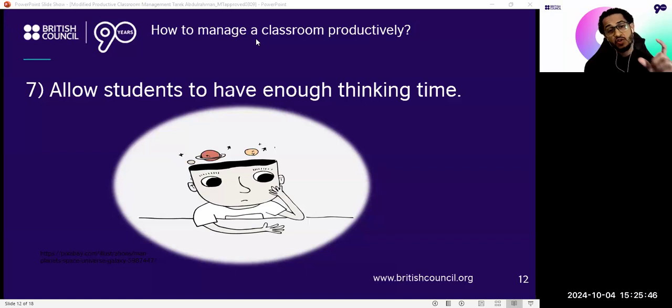We should allow enough thinking time because, as you know, we have individual differences. Our students are not the same. Some students have faster processing for questions. They can come up with answers quickly. Other students need some time to think, but they can come up with the answer. So, if you choose a quick student quickly to answer the question, what do you think will happen in your classroom later if you don't allow enough time for everybody to think? What do you think the classroom will be like in the future?